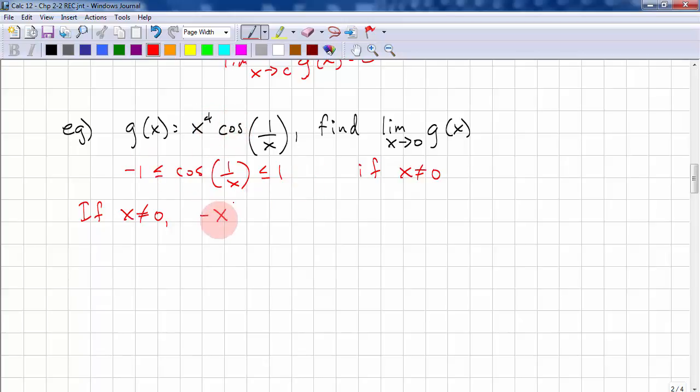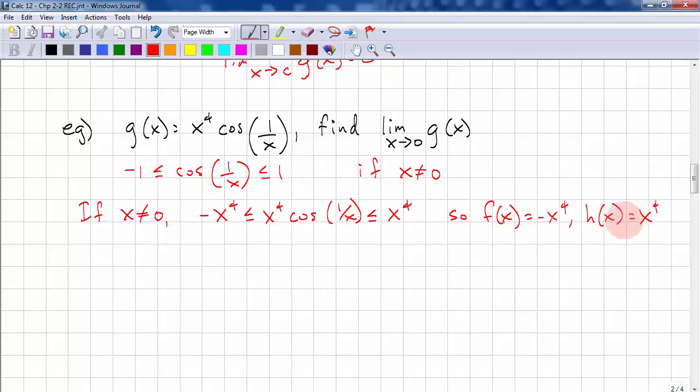So we have negative x to the power of 4 is less than or equal to x to the power of 4 cos 1 over x is less than or equal to x to the power of 4. So f of x equals negative x to the power of 4, and h of x equals x to the power of 4. Now we need to find the limits of these two. Limit x approaches 0, f of x, and we substitute limit x approaches 0, negative x to the power of 4, and that equals 0.